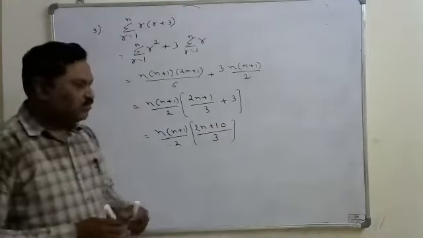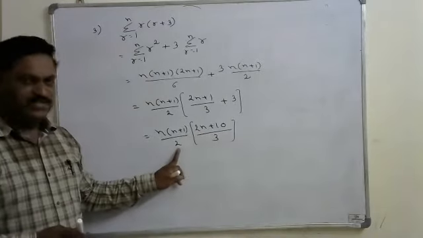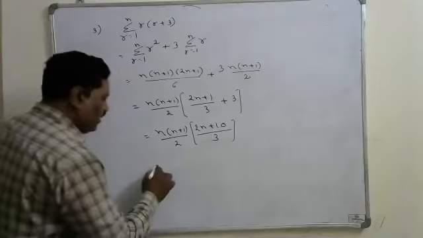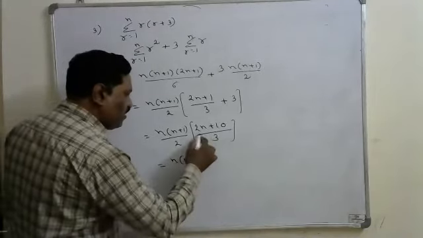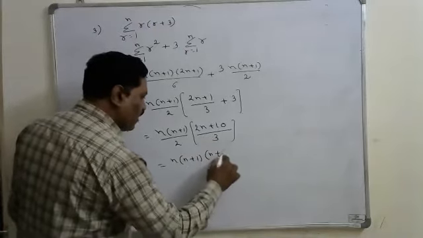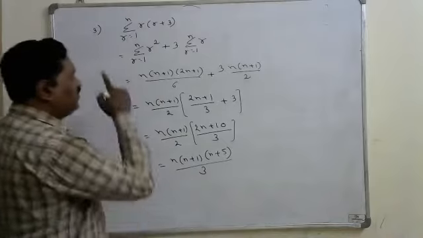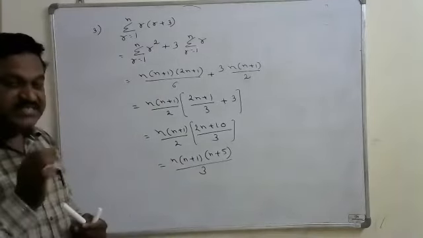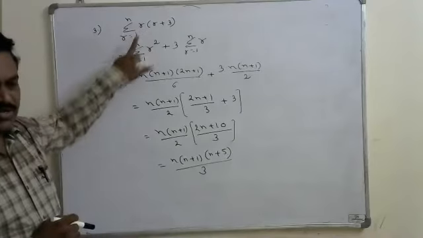Now from these two terms I can take 2 as common. The 2 gets cancelled. The remaining is n into n plus 1 into n plus 5 by 3. So this is the answer for it. This is going to give the sum of the n terms of this particular sequence. Okay, so take the problem.